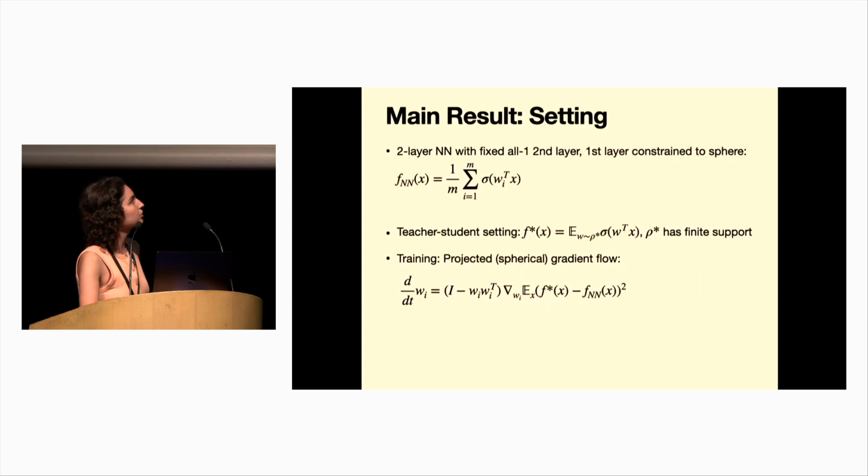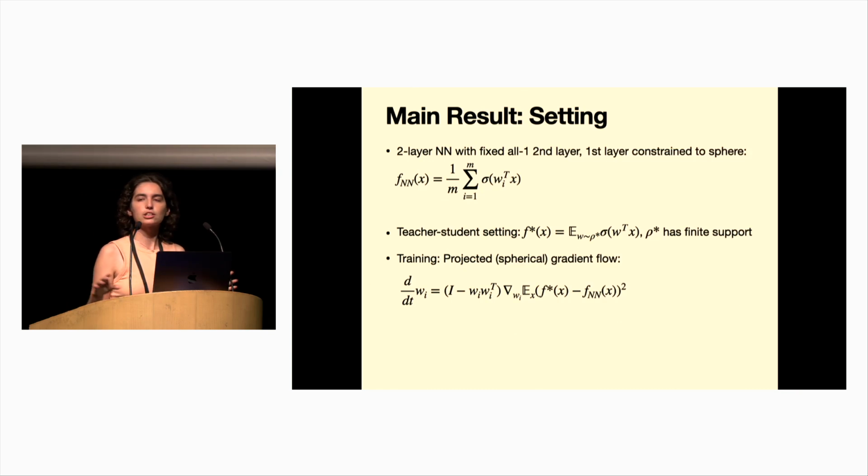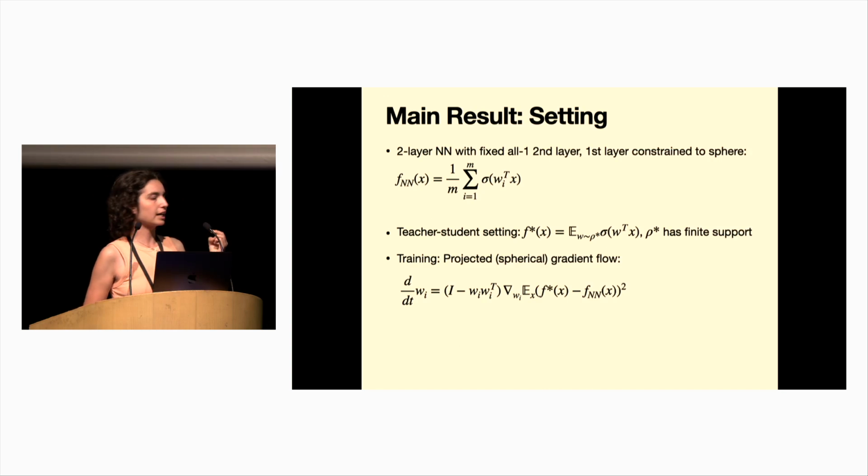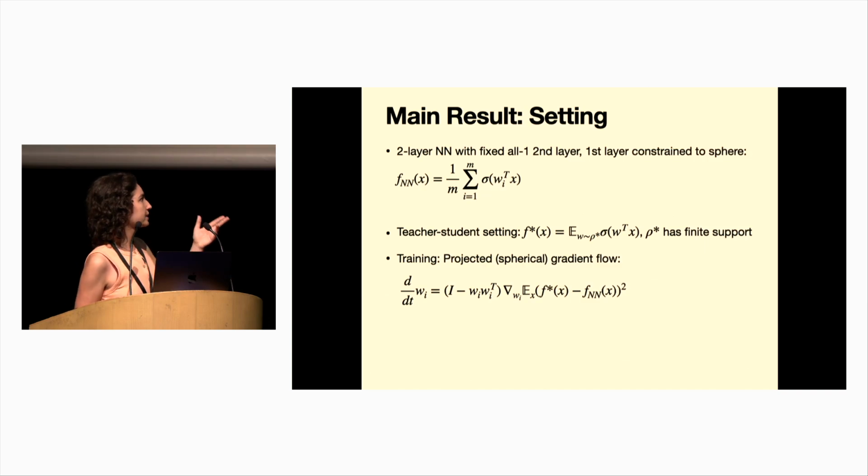Okay, so our main result is able to overcome this. We study a setting of two-layer neural networks where the first layer weights are all constrained to the sphere, and the second layer weights are fixed at 1. We're in a teacher-student setting where we're trying to learn a ground truth function f star, which has to be expressed by a teacher network that only has finitely many neurons in it. And we're training via projected gradient flow, which means that we do gradient flow, but at every step, we project the neurons to stay back on the sphere.